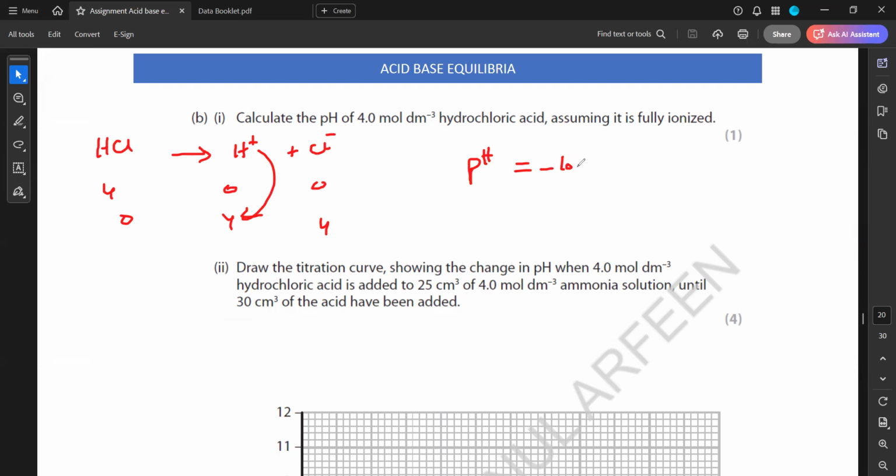So pH is equal to minus log of hydrogen ion. So we'll just take a minus log of 4. So what is a negative log of 4? Negative log of 4. Which answer is this?